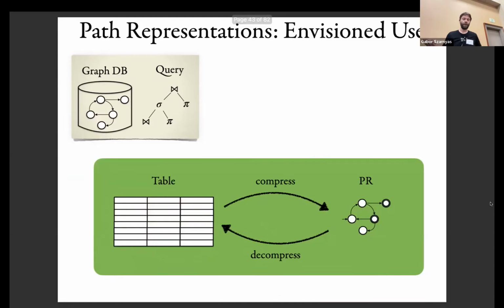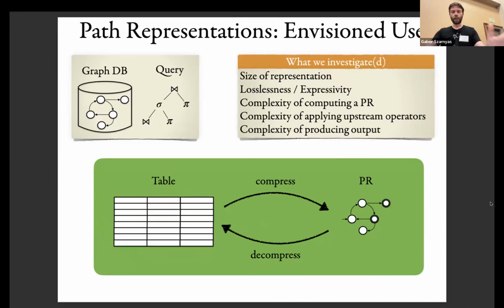And by the way, if at any point in your computation you want to go back and forth between, let's say, a multi-set of paths and a path representation, you could just do that. You can compress your set of paths or multi-set into a path representation, or you can decompress. Until now, I just explained an idea, but what we are currently doing, and this is the main bulk of the paper, is exploring lots of computational properties of these things.